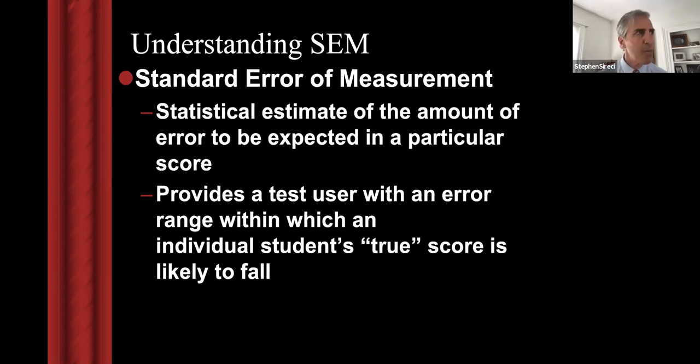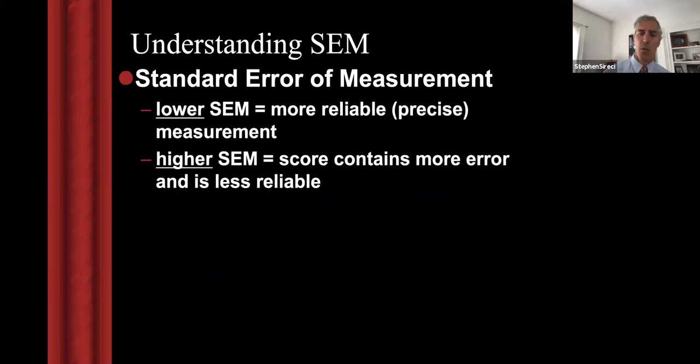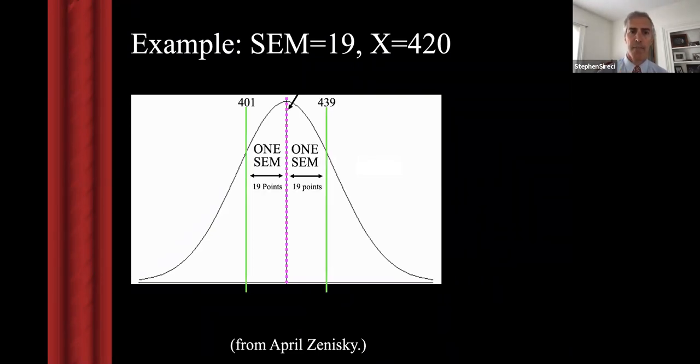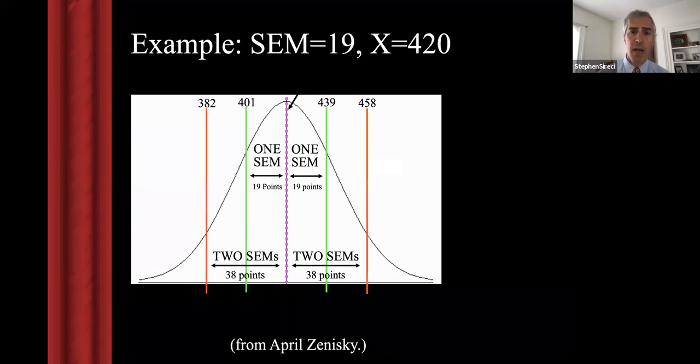So getting back to the concept of a true score, instead of saying, here's a student's score, we're going to use the standard error of measurement to give an interval within which a student's true score is likely to be. So we want it to be low. For example, and this example comes from my colleague, April Zaniski, let's say there's a student who has a score of 420 on a test, and the standard error of measurement is 19. If we subtract 19 from that score, we go down to 401. If we add 19 to that score, we go to 439. So the student's margin of error based on the standard error of measurement goes from 401 to 439.